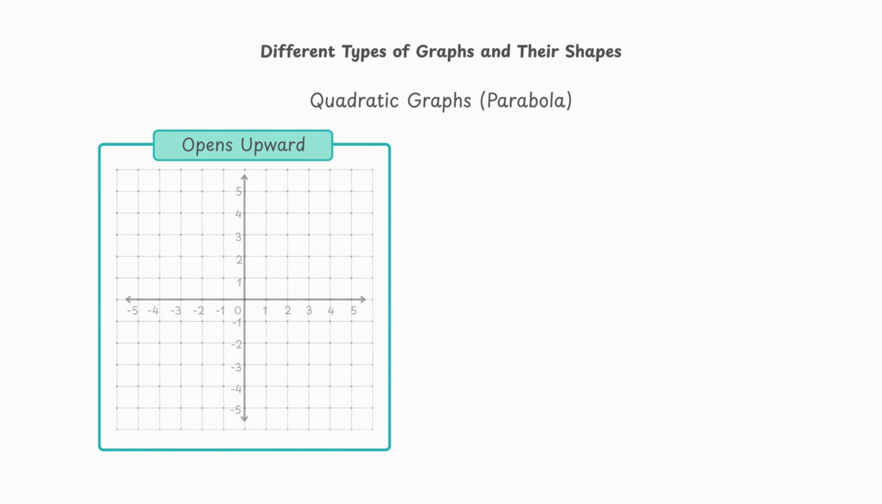Look at the graph on the left. This parabola opens upward. Notice the shape. It forms a smooth curve that goes down to a lowest point and then rises again on both sides. This lowest point is called the turning point. The equation shown is y equals 0.5x squared. The important thing here is that the coefficient of x squared is positive. When the coefficient is positive, the graph always opens upward.